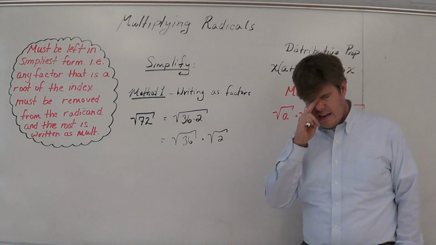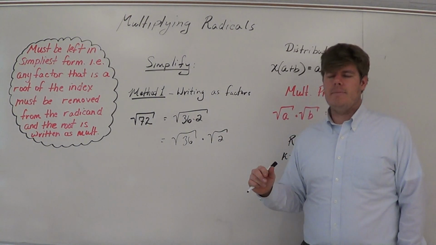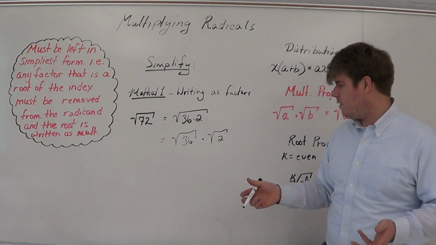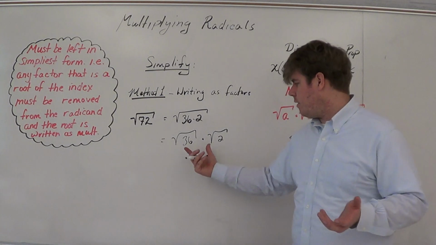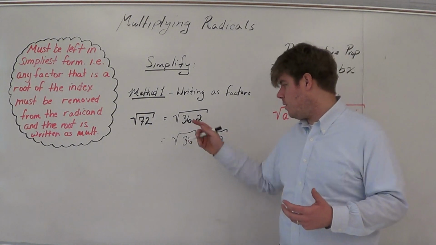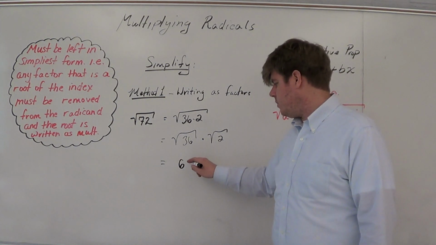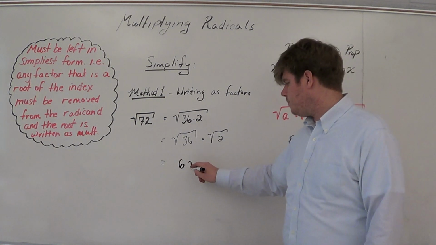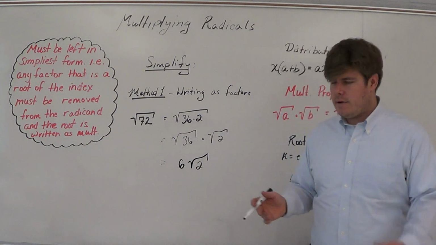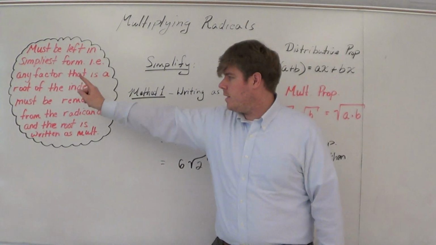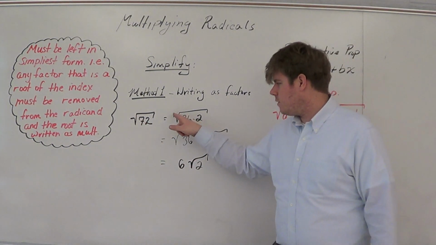2. Now, for me, I would be skipping this step as you get more and more used to this. But for now, it's a good idea to write this out until you get in the habit of, okay, the square root of 36. And then we take the root of 36, which is 6, and we times that by root 2. And there you have it. There's your final answer. It's in simplest form. And again, any factor that is a root of the index, so therefore square root.